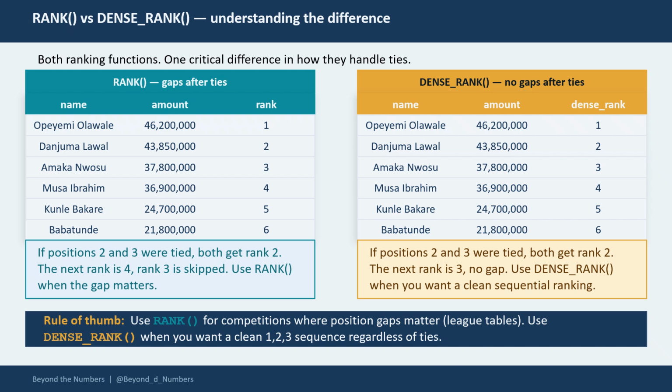Now the other side, which has dense rank, in the same scenario. Two customers tie for position 2 and both get rank 2, but the next customer gets rank 3.